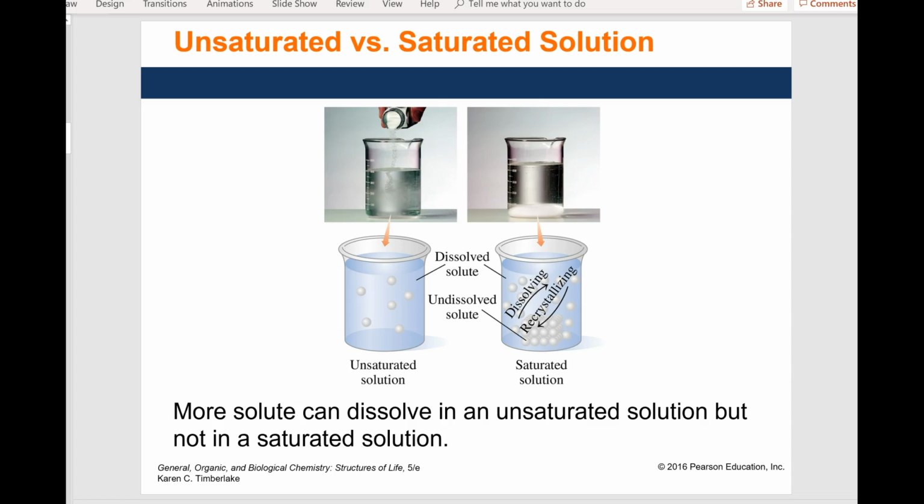Notice that you have two arrows going in this direction. In a saturated solution, you're not really sitting there stagnant like nothing's happening. You have an equilibrium happening. So for each molecule that is able to dissolve, one of the molecules that was in solution recrystallizes out as a solid. And so you have this equilibrium turnover happening in your saturated solutions.